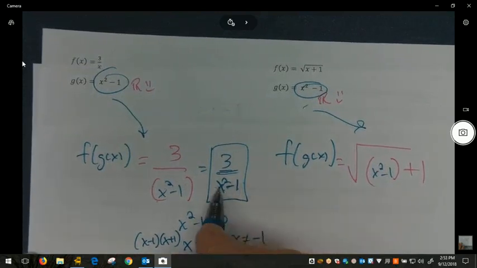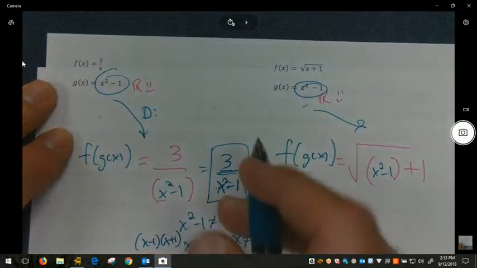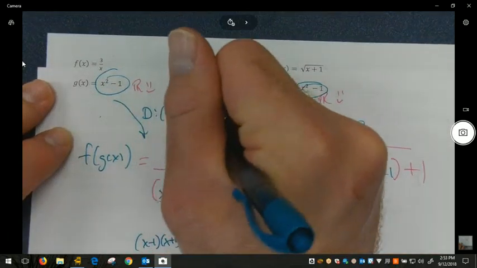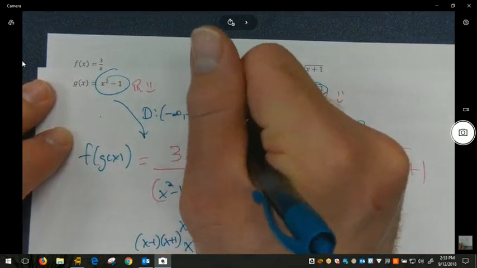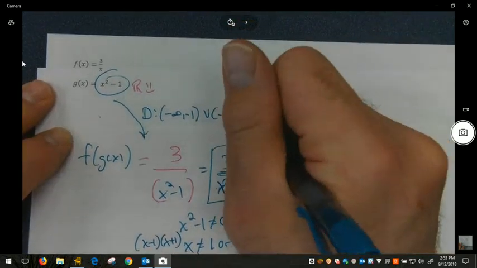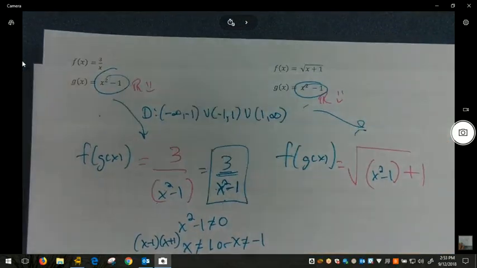And so my domain for this problem right here, the function f of g of x, will be negative infinity up to, but not including, negative 1, everything between negative 1 and 1, but not including those values, and everything from 1, but not including 1, to infinity.